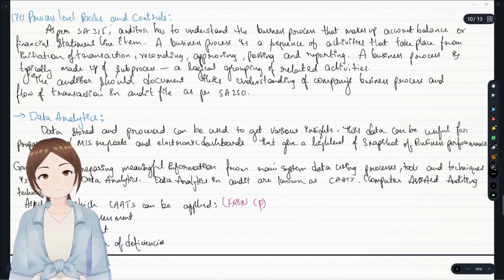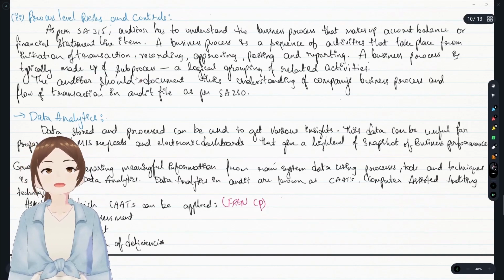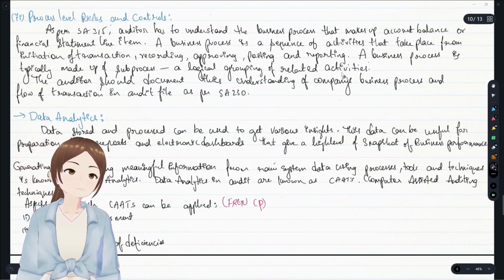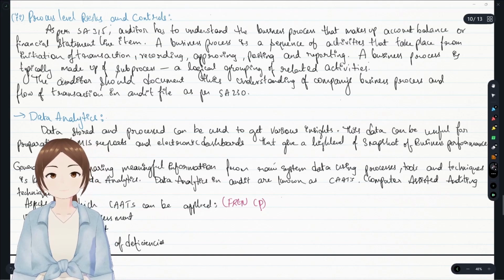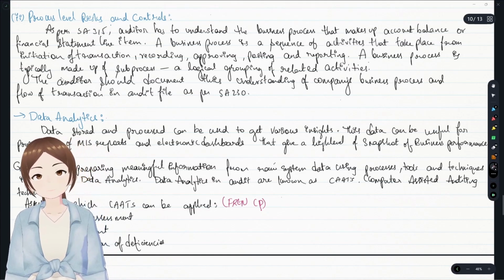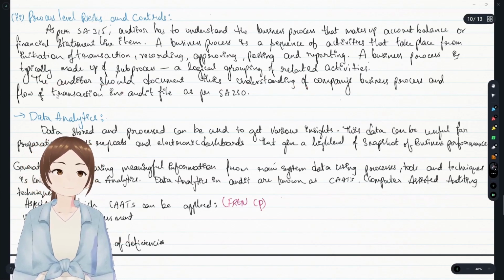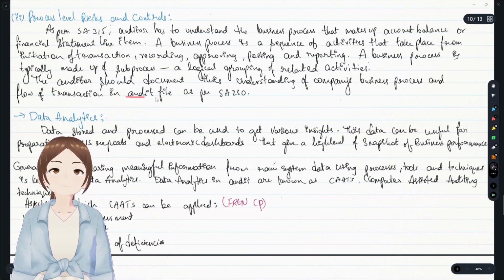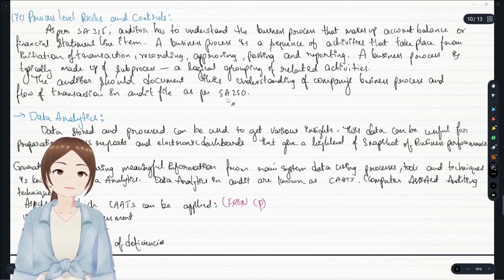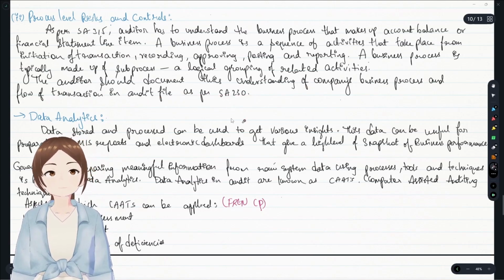A business process is typically made up of sub-processes, a logical grouping of related activities. It's just an adjective on adjective. The auditor should document this understanding of the company's business process and flow of transactions in the audit file as per 230. 230, we have seen it somewhere, documenting.